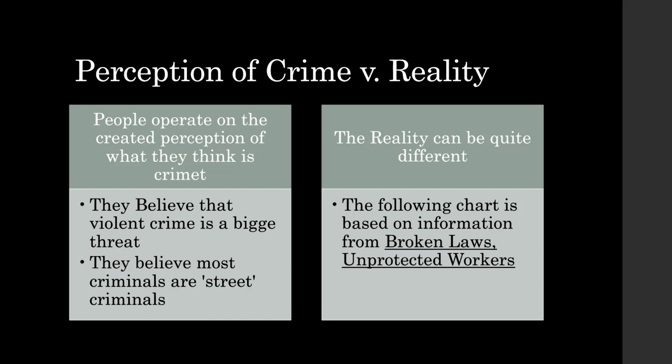They believe that violent crime should be the bigger threat, and they believe that most criminals are street criminals. But the reality is quite different. I'm going to show you a chart in a minute from On Broken Laws and Unprotected Workers. This is to show that even if we know crime is down, there are many things being hidden behind it.